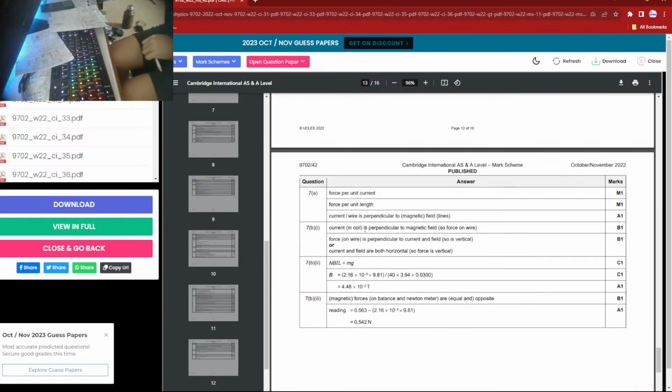7A, force per unit current, force per unit length. Okay, that's correct. Current in wires perpendicular to field lines. Okay, now this one I got wrong. So I put the area. When area is perpendicular, that's only for magnetic flux. But for magnetic flux density, you would have to use the current.